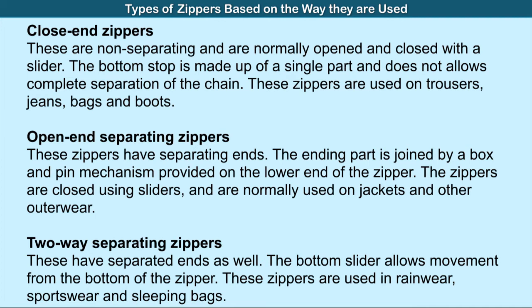Next is open end or separating zippers. These have separated ends. The ending part is joined by a box and pin mechanism provided on the lower end of the zipper. The zippers are closed using sliders and are normally used on jackets and other outerwear. Two-way separating zippers have separated ends as well. The bottom slider allows movement from the bottom of the zipper. These zippers are used in rainwear, sportswear, and sleeping bags.